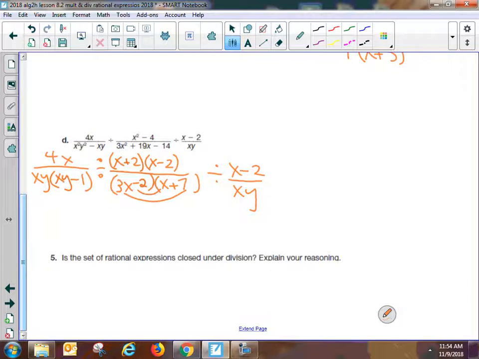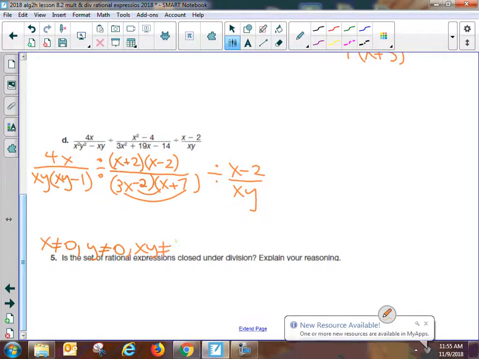Okay, I'm going to start you off with these two restrictions because they're different. You haven't had to do this before. This xy, so x cannot be 0. Neither can y, because if either of them were 0, then you'd get a 0. Now, I'm going to take xy minus 1, and when I set it equal to 0 and try to solve for the variable, I would get xy cannot be 1. Do you agree with me there?